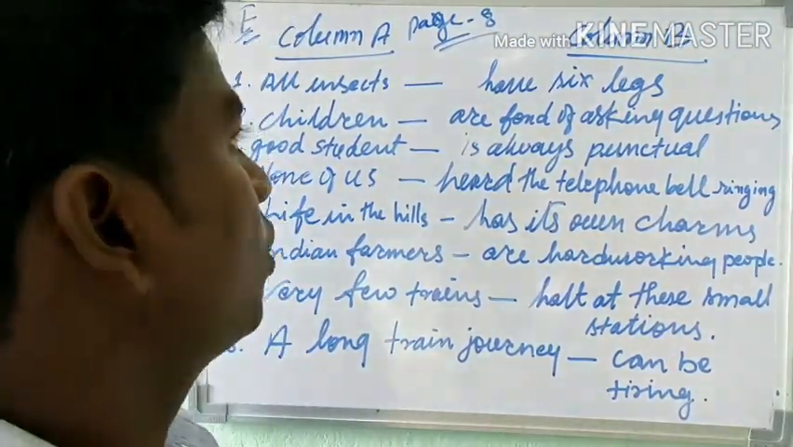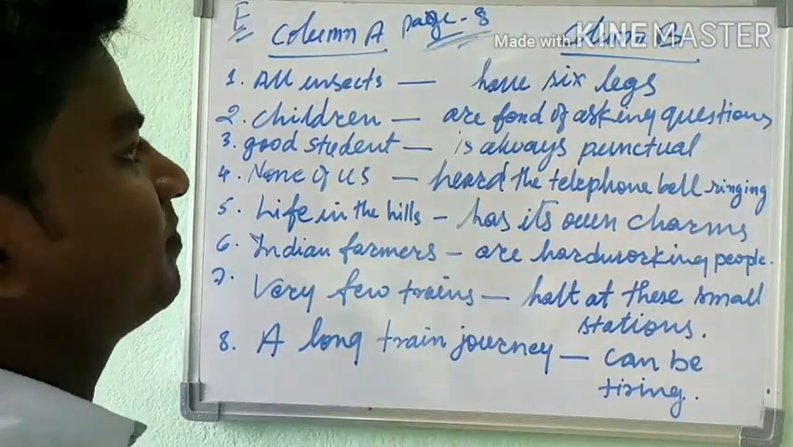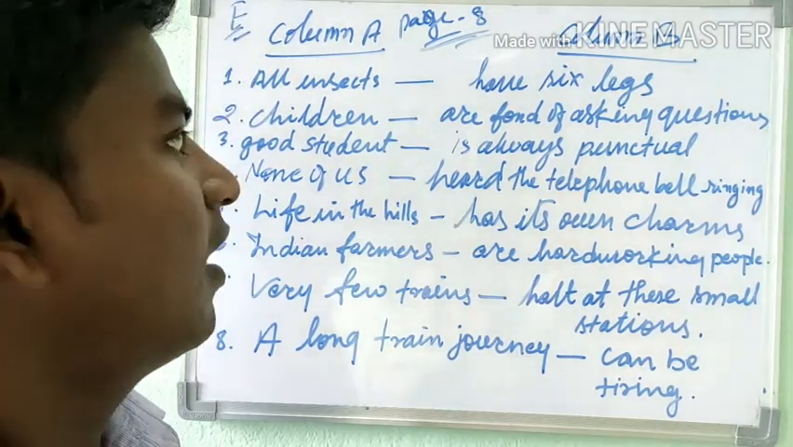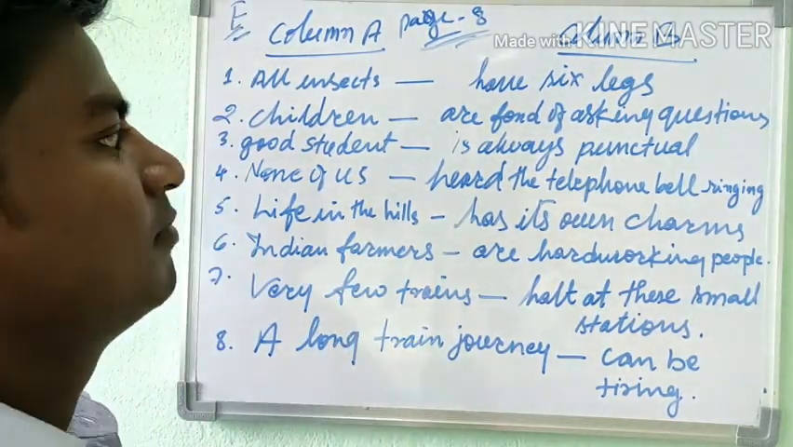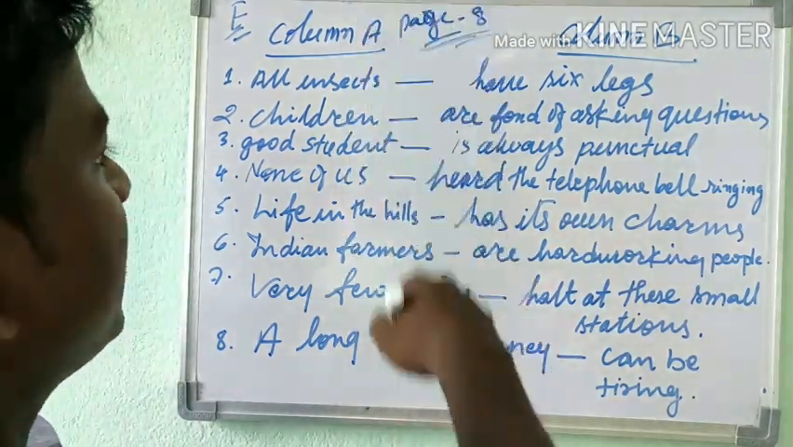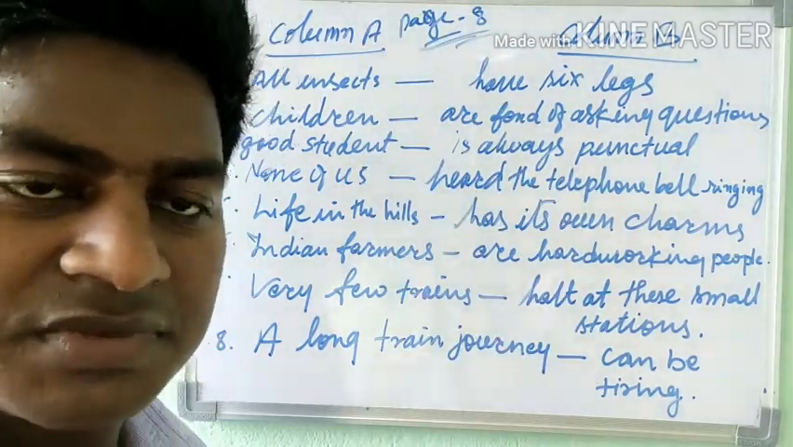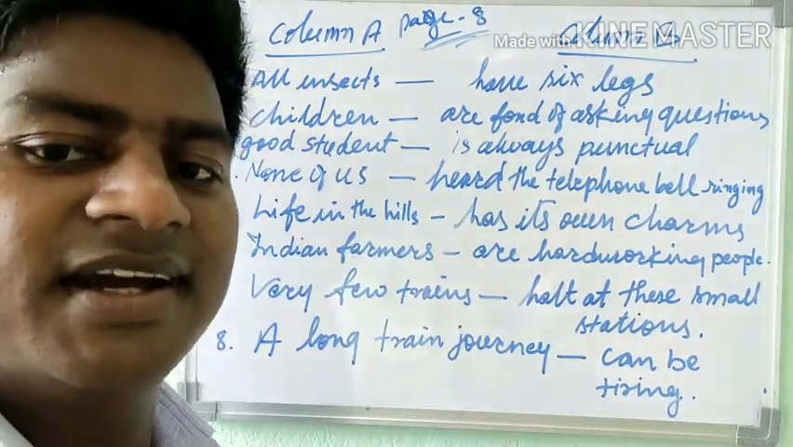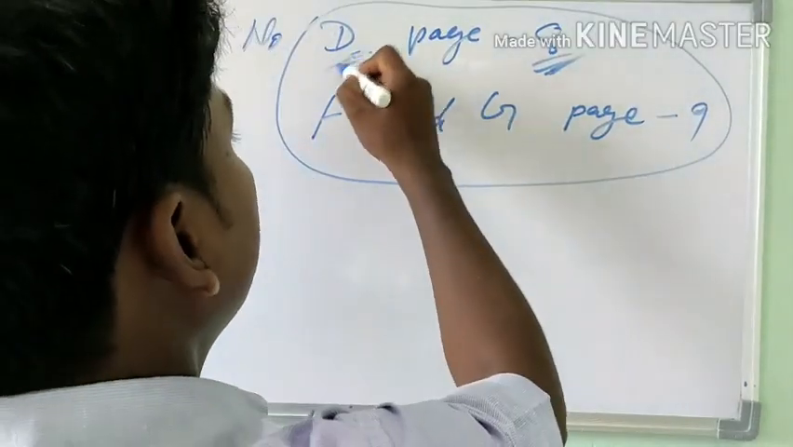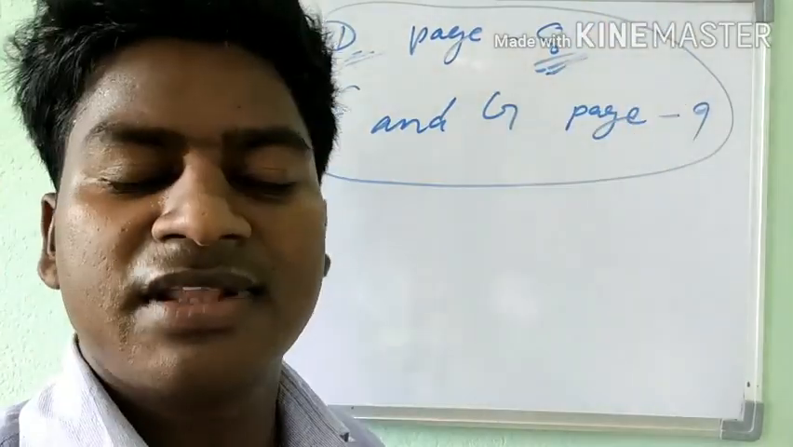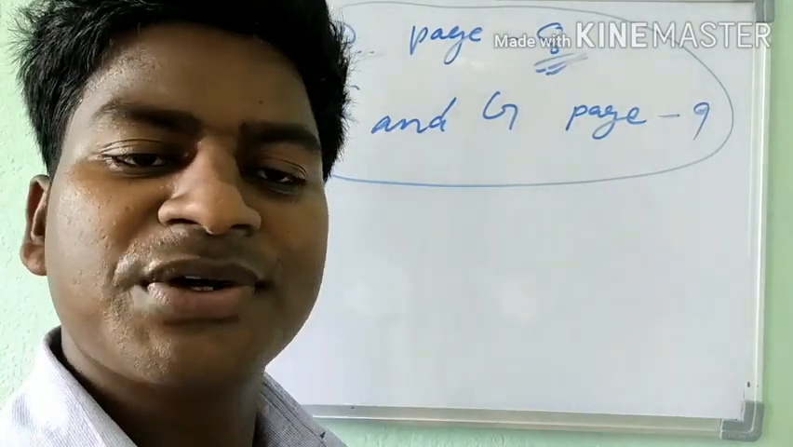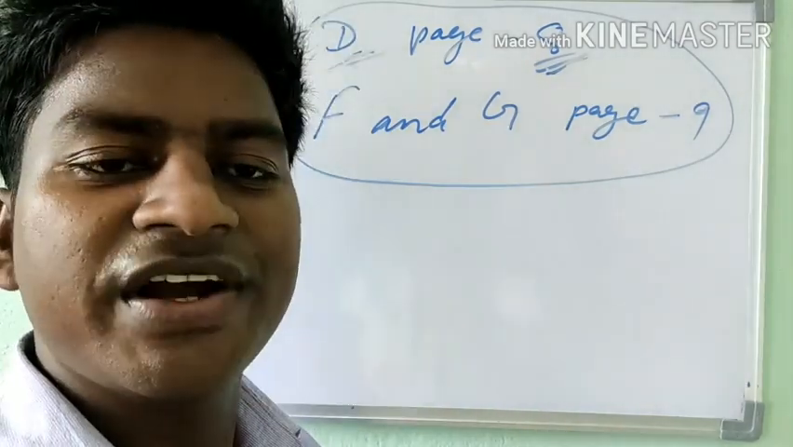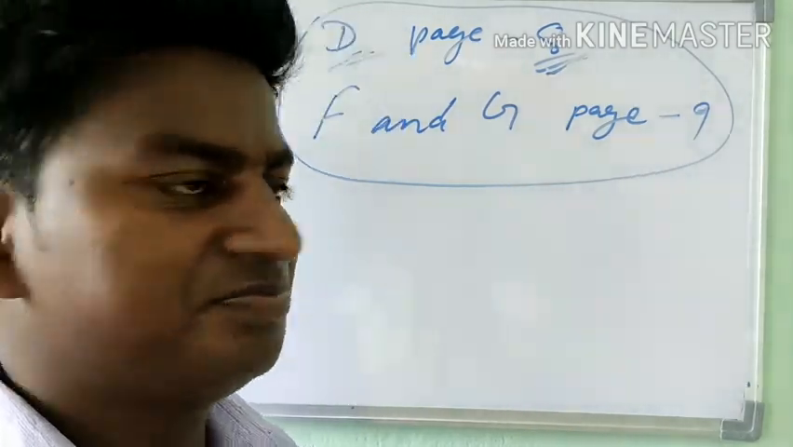In number E, on page number 8, we have subject in column A and predicates in column B. Here the answers I have already written. So look at these answers and write in your books and study well. Number D on page 8 is for your homework. There you only have to underline the subject. How to find out the subject I have already told.